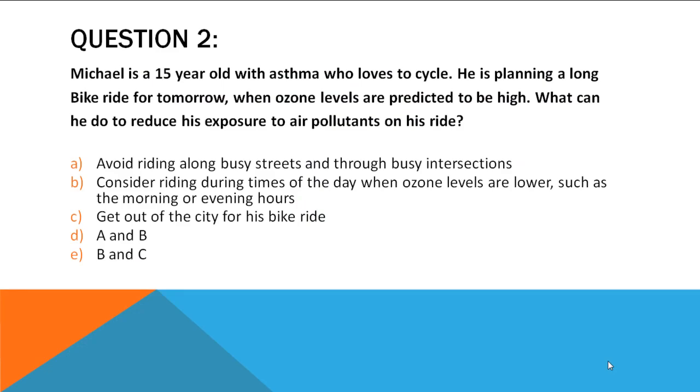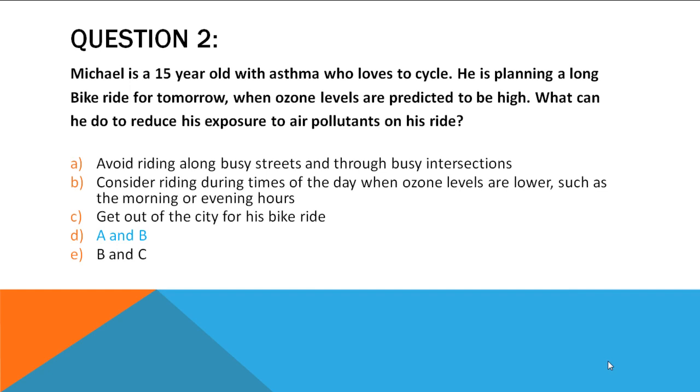Question 2. Michael is a 15-year-old with asthma who loves to cycle. He is planning a long bike ride for tomorrow when ozone levels are predicted to be high. What can he do to reduce his exposure to air pollutants on his ride? Is it A, avoid riding along busy streets and through busy intersections? B, consider riding during times of the day when ozone levels are lower, such as the morning or evening hours? C, get out of the city for his bike ride? D, A and B? Or E, B and C? The answer is D, A and B.